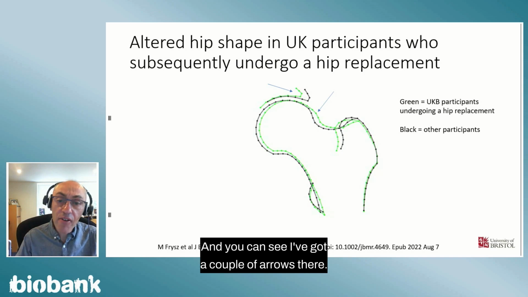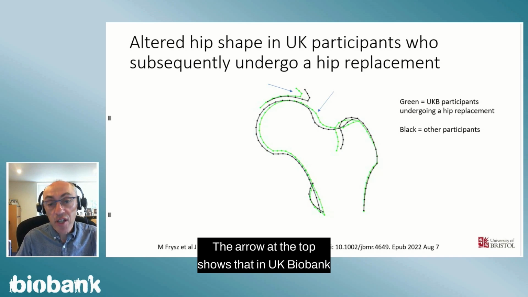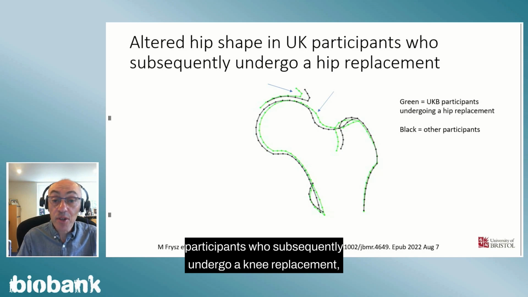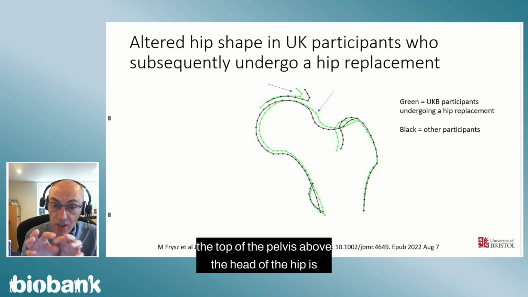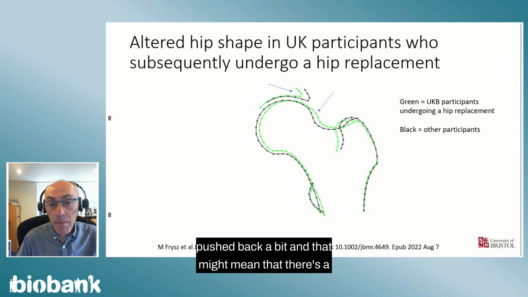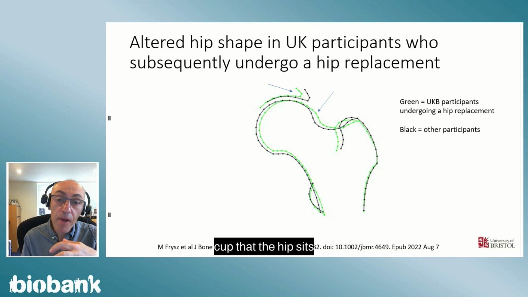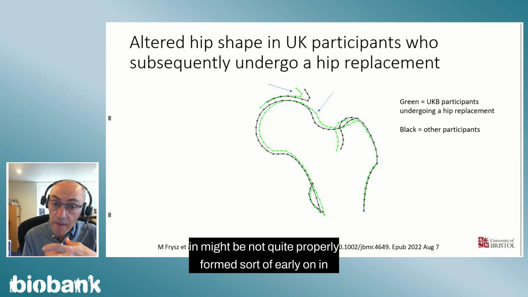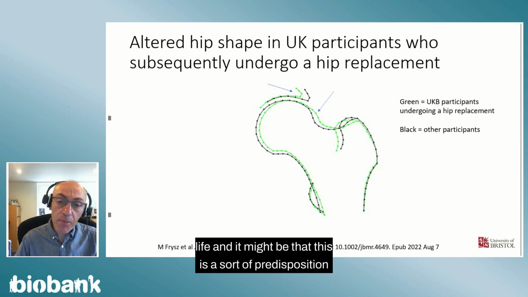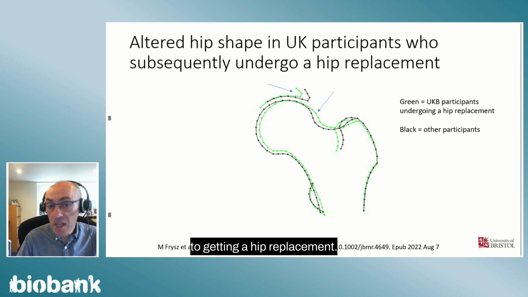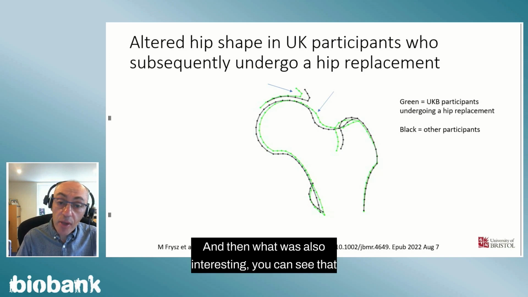You can see I've got a couple of arrows there. The arrow at the top shows that in UK Biobank participants who subsequently undergo a hip replacement, the green, the top of the pelvis above the head of the hip is pushed back a bit. That might mean that there's a condition called acetabular dysplasia, where the cup that the hip sits in might not be quite properly formed early on in life, and it might be that this is a predisposition to getting a hip replacement. And then what was also interesting, you can see that this is outgrowth of bone.